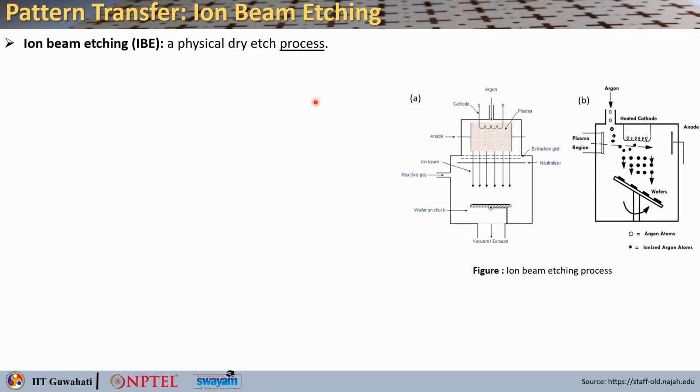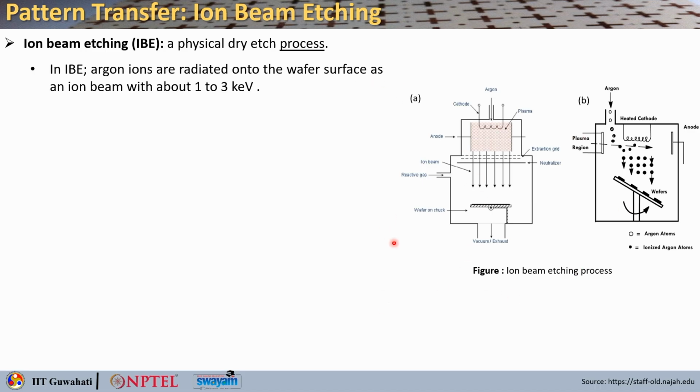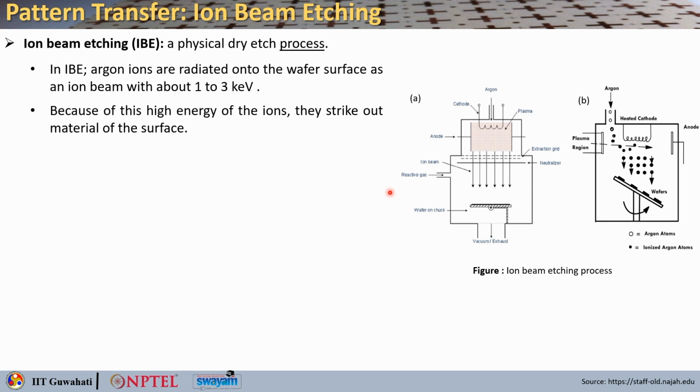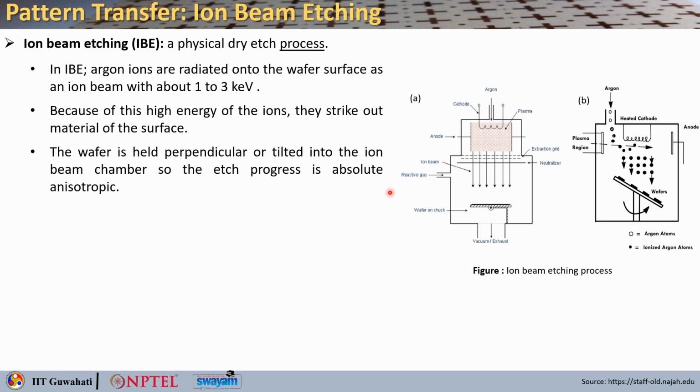Then you have ion beam etching, also called IBE, which is typically a physical dry etch process. In IBE, argon ions are radiated onto the wafer surface as an ion beam, which has an energy of around 1 to 3 kilo electron volt. Because of this high energy, the ions can strike out the materials from the surface.